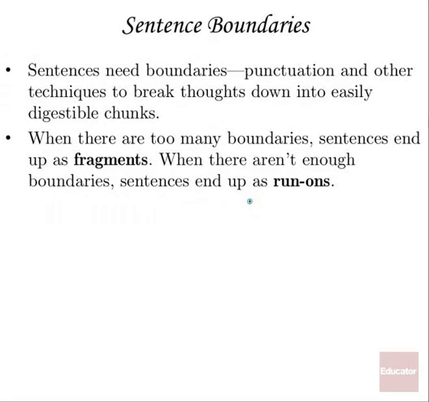Alright, sentence boundaries. Sentences need boundaries. They need punctuation and other techniques to break thoughts down into easily digestible chunks. Humans are easily distracted. We need ways to put our language in a little bit so we get it. When there are too many boundaries, sentences end up as fragments. We've broken them down into pieces that are too small, which is where we get the word fragments. When there aren't enough boundaries, sentences end up as run-ons. Now we're going to cover run-ons in our next lesson, but I thought I'd introduce the concept here just so you know there is the other end of the spectrum.